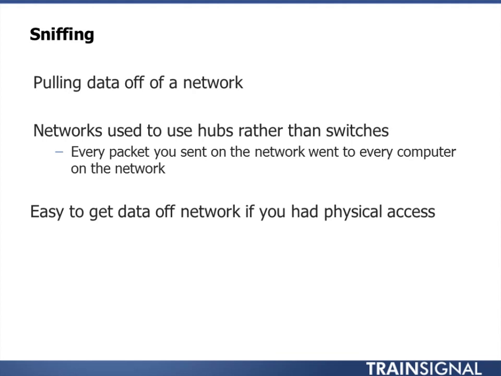But that meant that if you had physical access to a network, you could put your network adapter into promiscuous mode. And it's not quite what it sounds like. Promiscuous mode just means that the network adapter is going to receive every packet rather than the packets that are destined just for it. So you could fire up a tool and just watch it collect passwords. And every time somebody checked their email, you'd get their username and password, and then you could impersonate them.